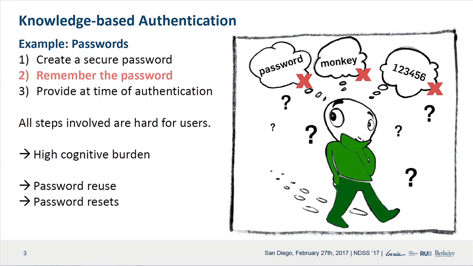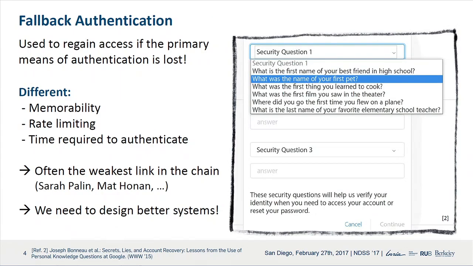There's a very high cognitive burden involved if a user tries to remember a password. And the consequences are password reuse, so a password is used on multiple sites, and password resets. If we have a look at password resets, we have a look at fallback authentication. Fallback authentication is used to regain access if the primary means of authentication is lost.